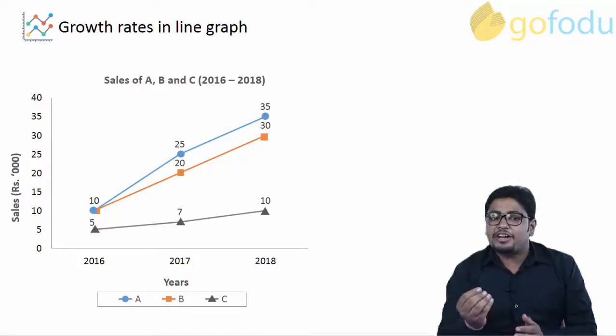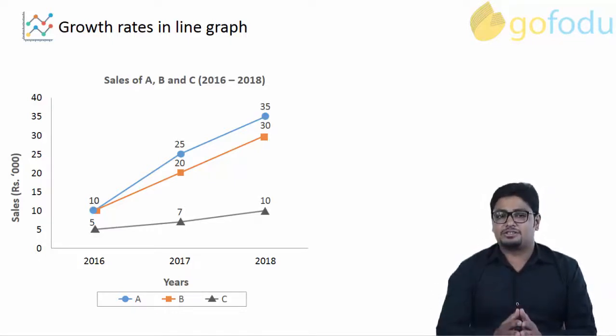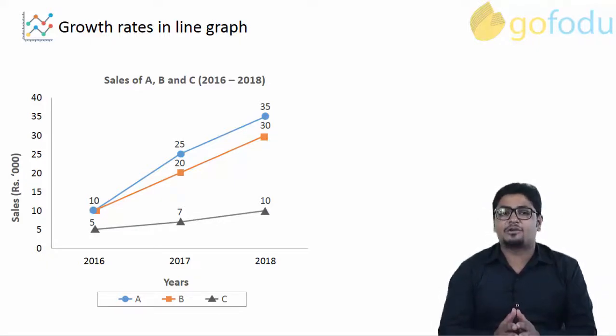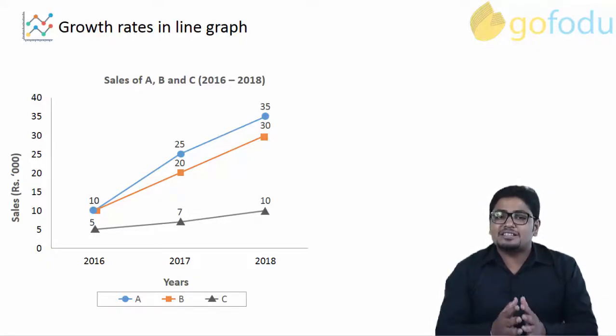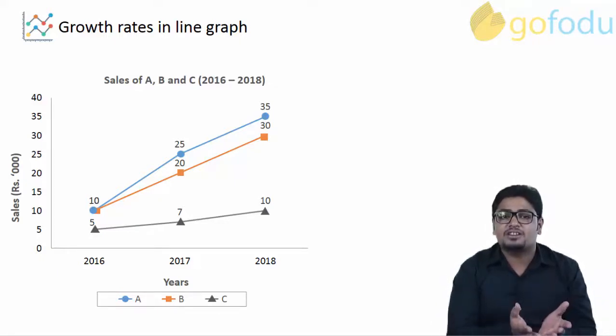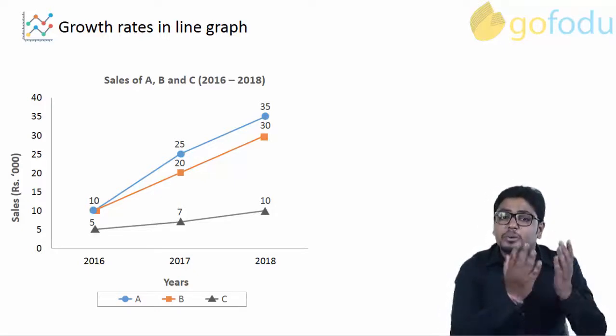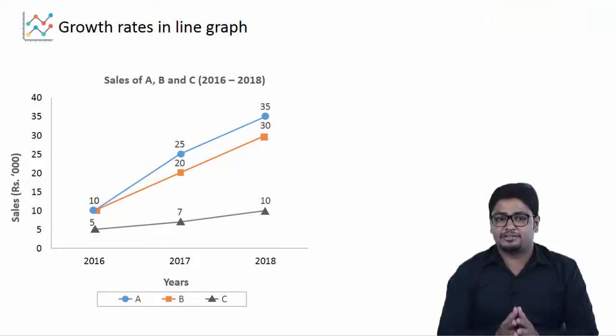Now, the growth rate totally depends on 2 factors. The first one is slope, and the second factor is the base on which the growth rate is calculated. To understand growth rate completely, it is mandatory that we first understand these 2 factors really well. And along with that, we also understand the difference between growth and growth rate.